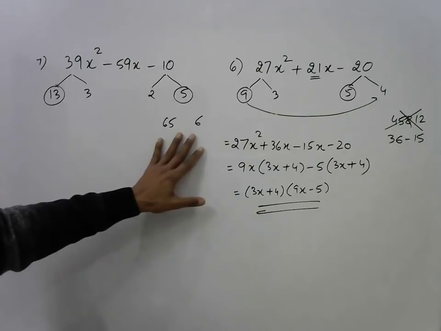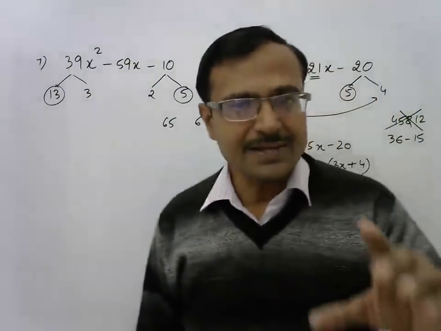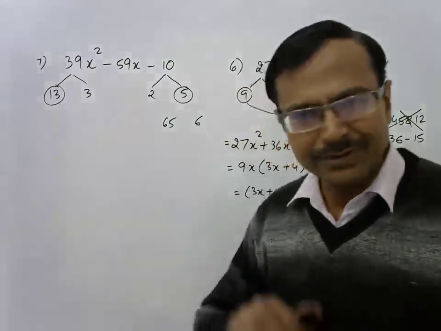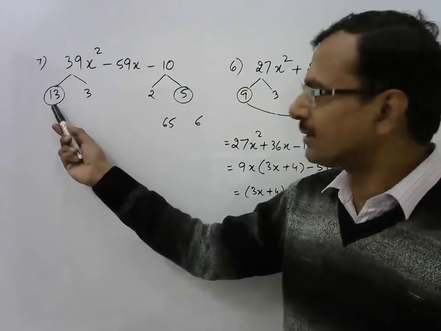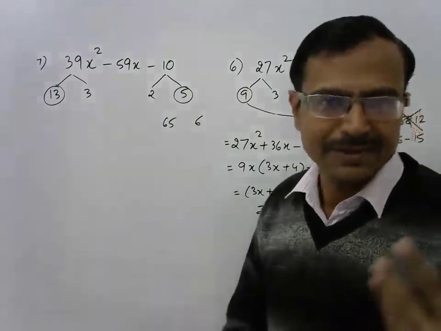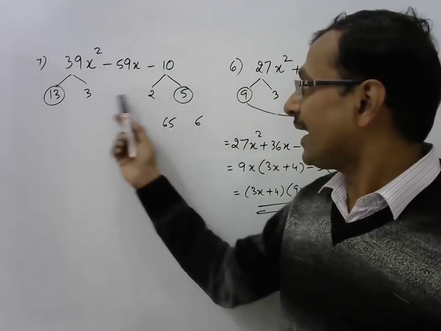And how much time will you take with the traditional method, friends? This is what happens when you are aware of the exact method of solving. A lot of things go right for you. So I've taken the highest number here, 13, and the highest number here, and I've got to the solution very, very easily. So 65 and 6.